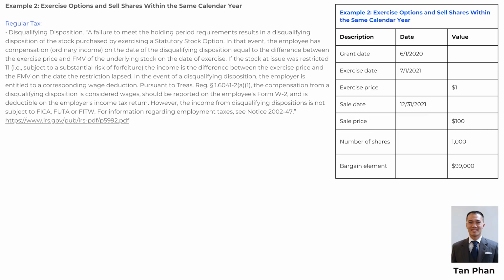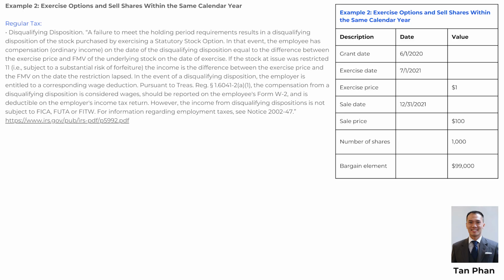Regular tax. Disqualifying disposition. A failure to meet the holding period requirements results in a disqualifying disposition of the stock purchased by exercising a statutory stock option. In that event, the employee has compensation income on the date of the disqualifying disposition equal to the difference between the exercise price and FMV of the underlying stock on the date of exercise. If the stock at issue was restricted, i.e., subject to a substantial risk of forfeiture, the income is the difference between the exercise price and the FMV on the date the restriction elapsed.